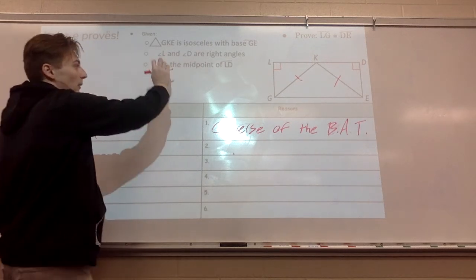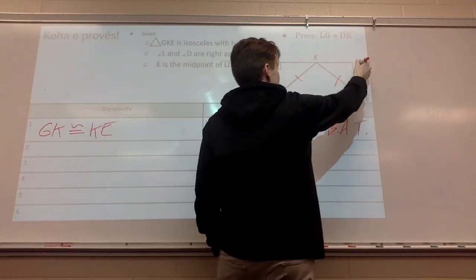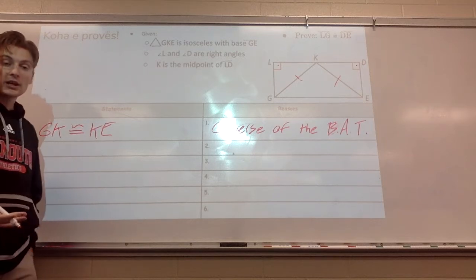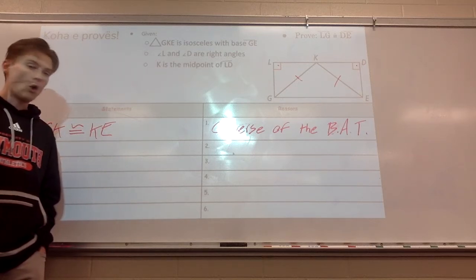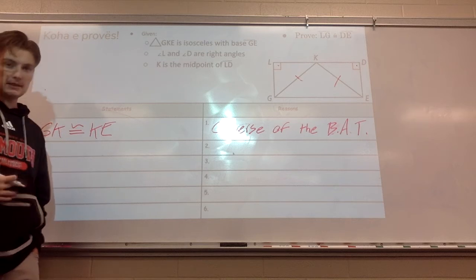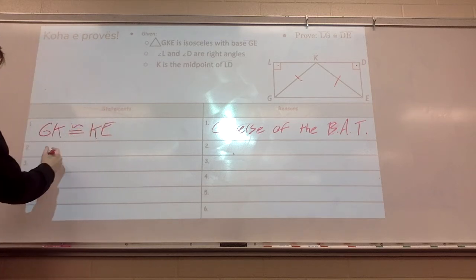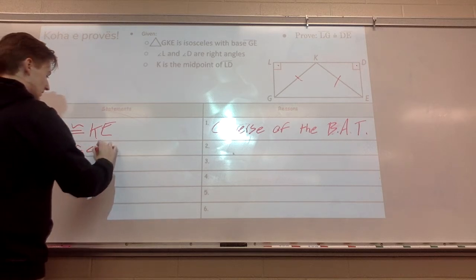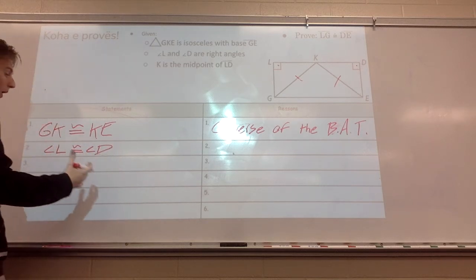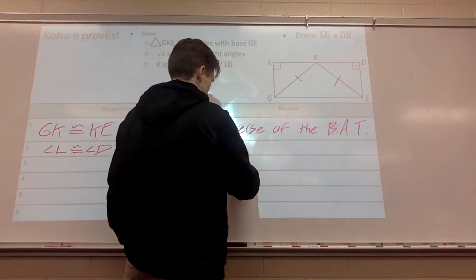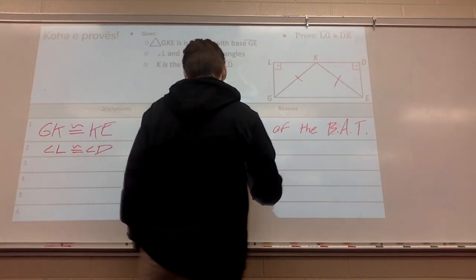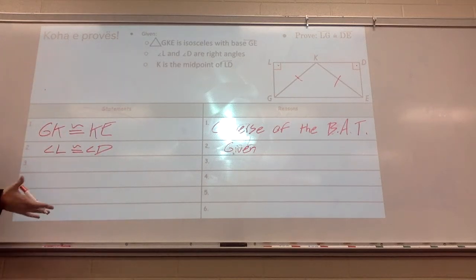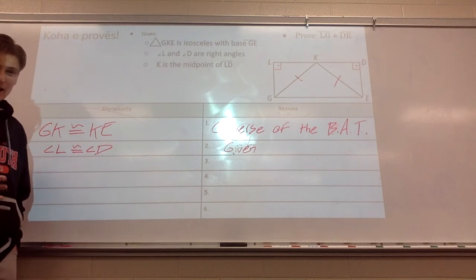Next, we know that both L and D are right angles. Well, hopefully, you know that right angles are always 90 degrees exactly. So, we can say that angles L and D are congruent. Why? That's given to us. Is it really given to us? No, kind of not. It's kind of given to us in a kind of backwards way a little bit.